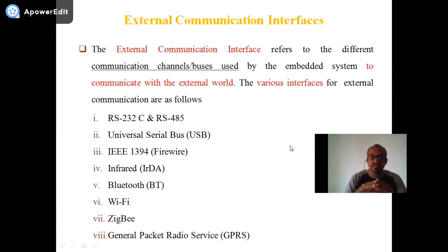The external communication interface protocols are RS-232, Universal Serial Bus, popularly known as USB, Firewire, Infrared, Bluetooth, Wi-Fi, Zigbee, or GPRS, General Packet Radio Services.